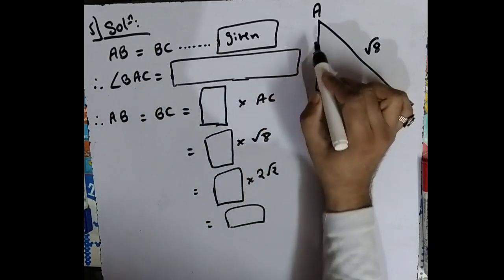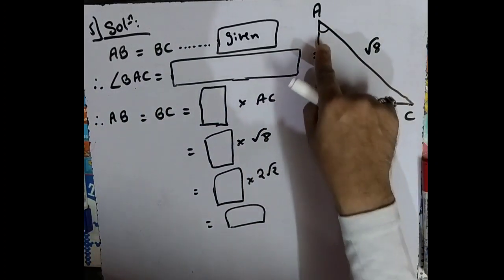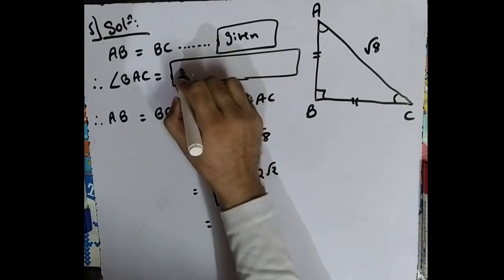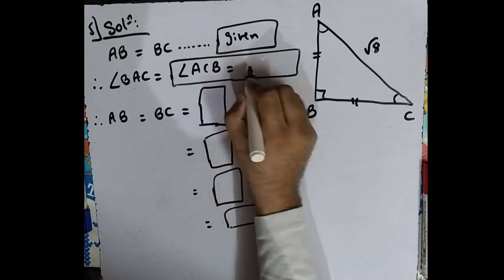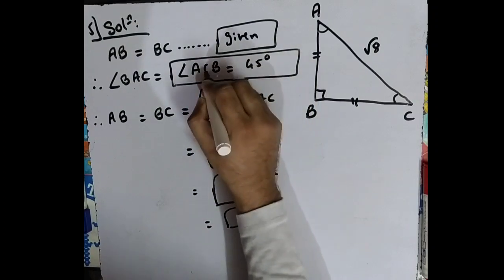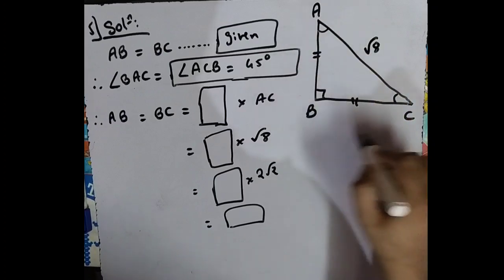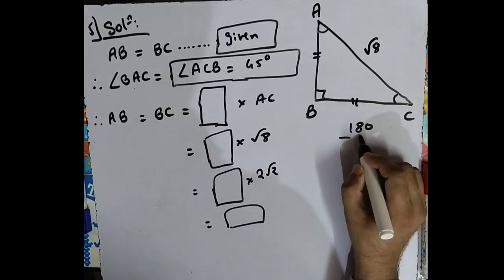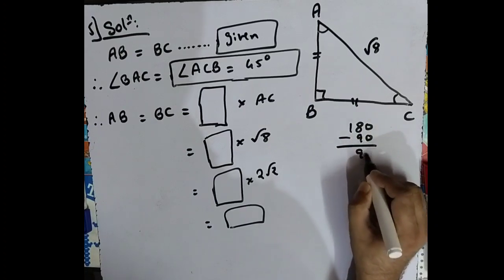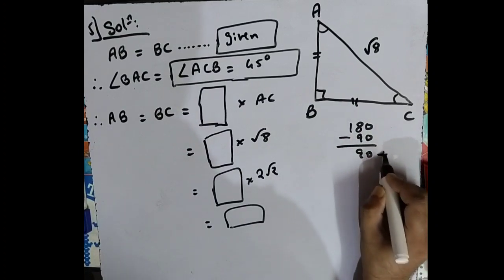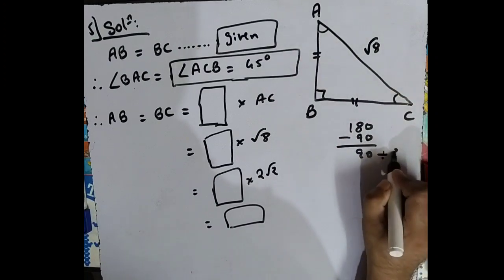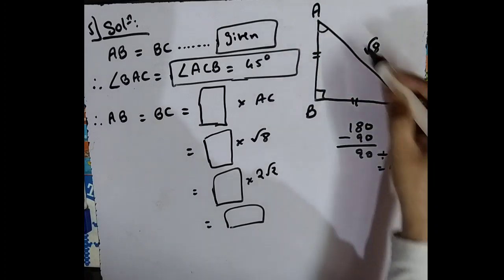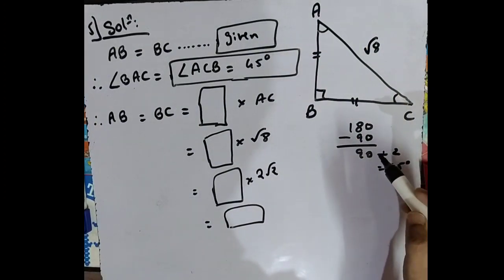Angle BAC is equal to angle ACB, and they both are 45 degrees because in a triangle the total is 180, and angle B has taken 90. 180 minus 90 is 90. 90 will be divided between two angles. How much will each angle become? 45 degrees. So triangle ABC becomes a 45, 45, 90 triangle.